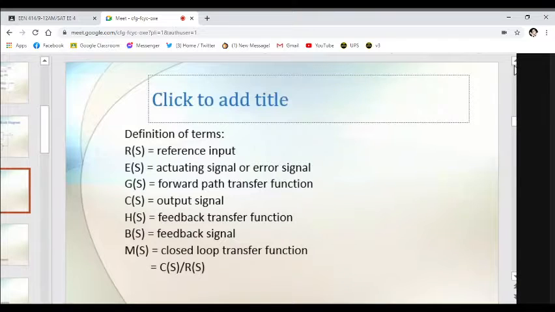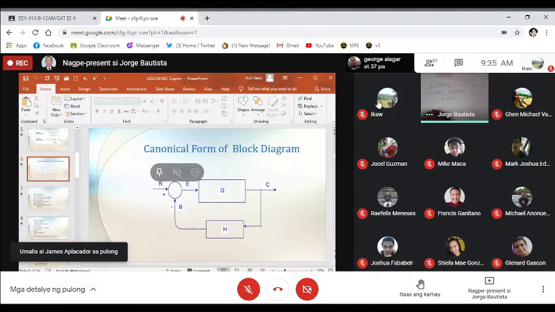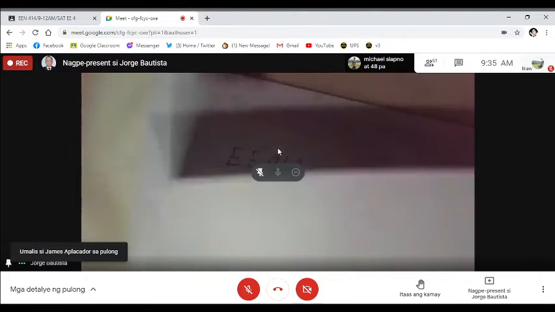Now, let's try to derive some of the equations involving your canonical form. Okay? So, I'll stop sharing this one. Okay, so let's put a new bond paper. So, I'll draw first the standard form, so we don't have to go back and forth.